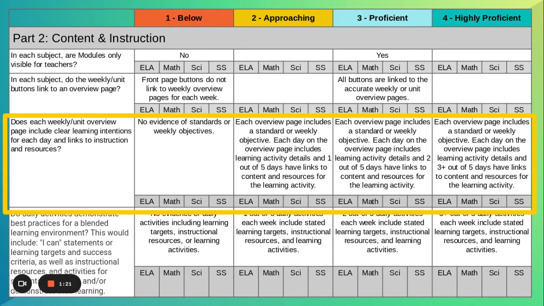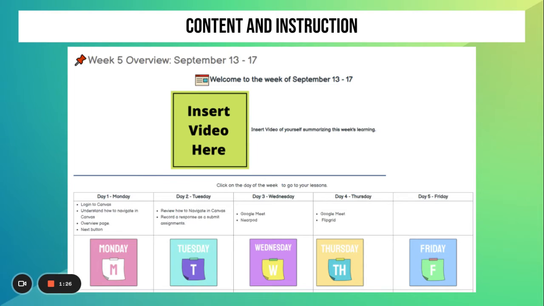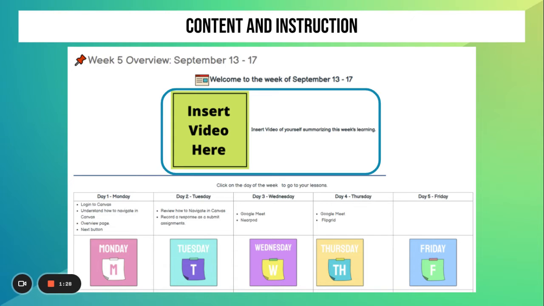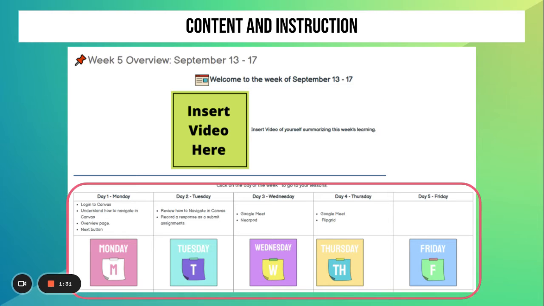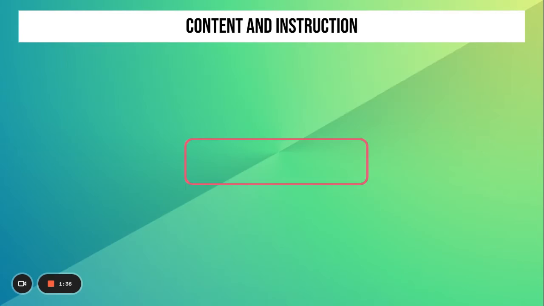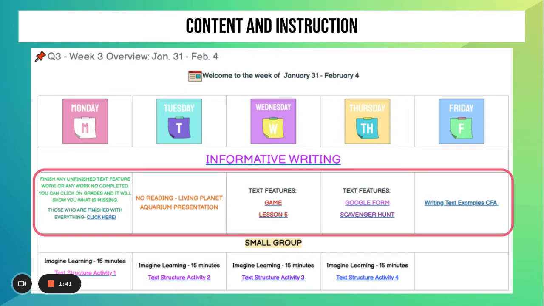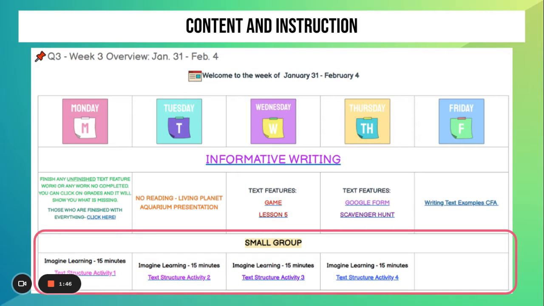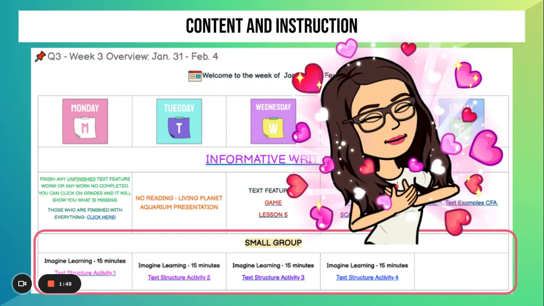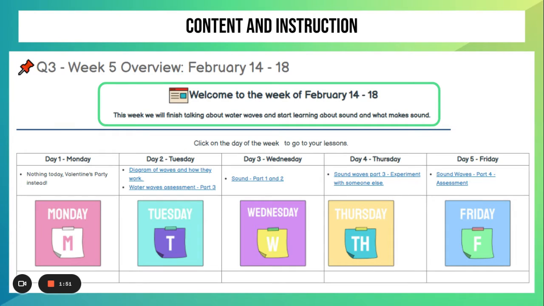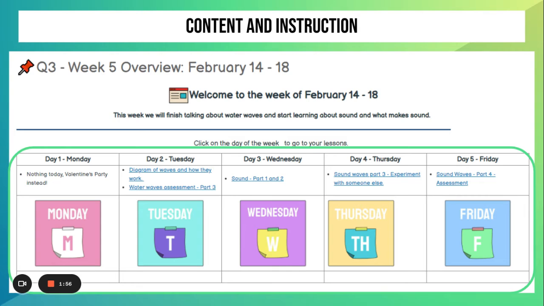Next, we'll look at the content included in your weekly overview page. In your original template, you were given a sample that included space for a video or weekly objective and space to provide daily activities, resources, or content. In this example, you can see that students will be working on informative writing. Each day includes a lesson or activity, and can we just stop and recognize how awesome these simple small group activities are? Here I have a science course that includes a brief weekly objective with daily activities.